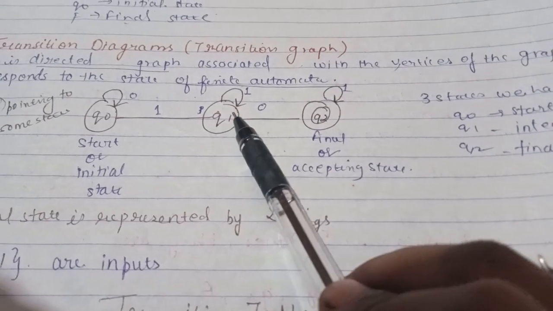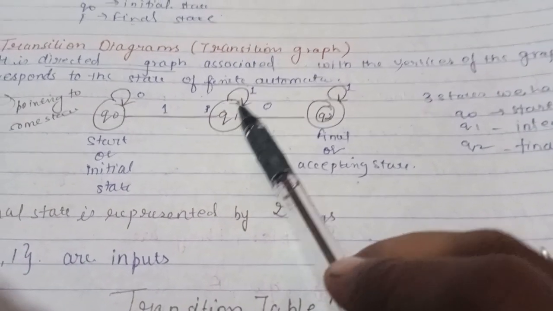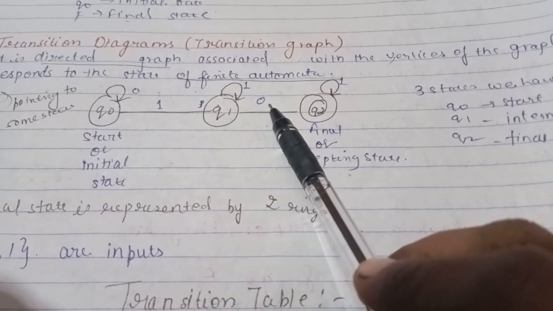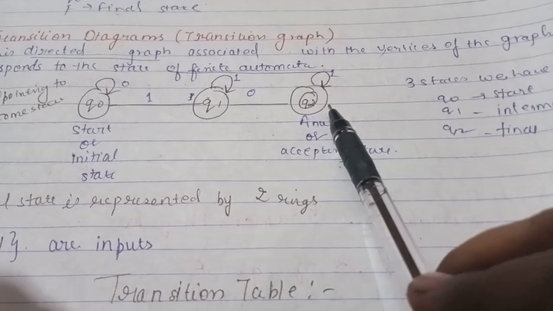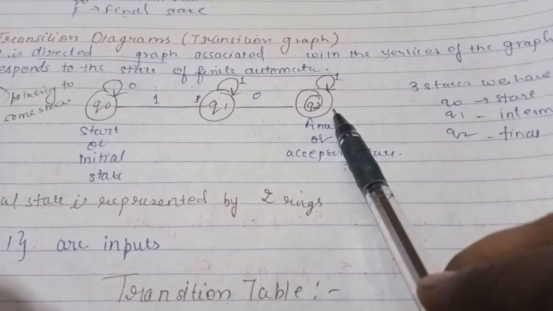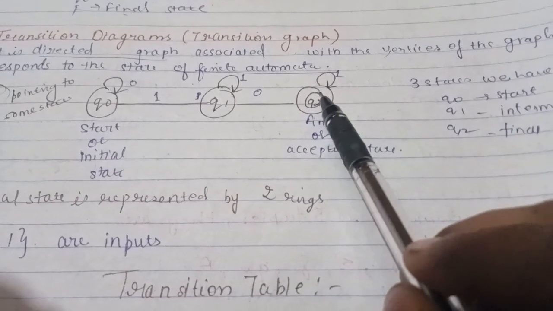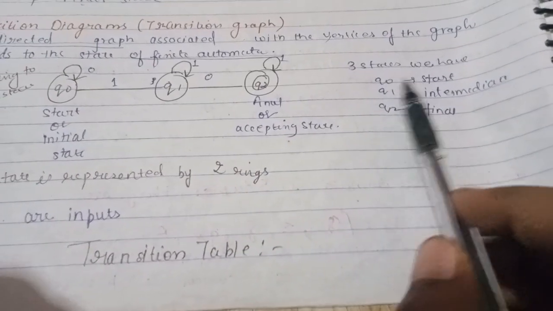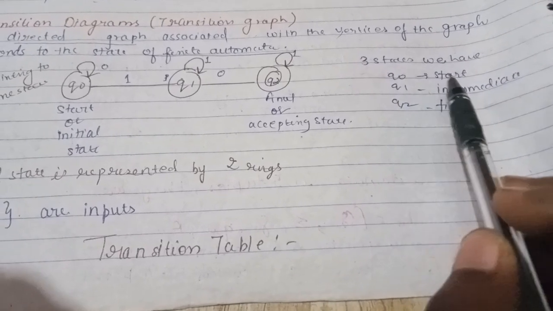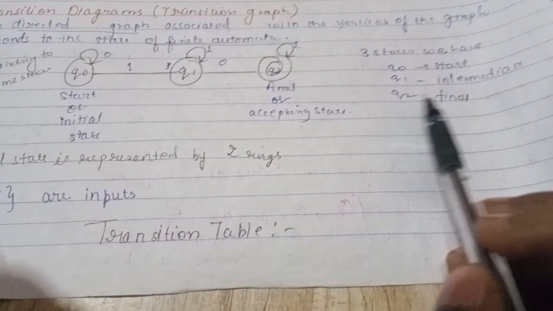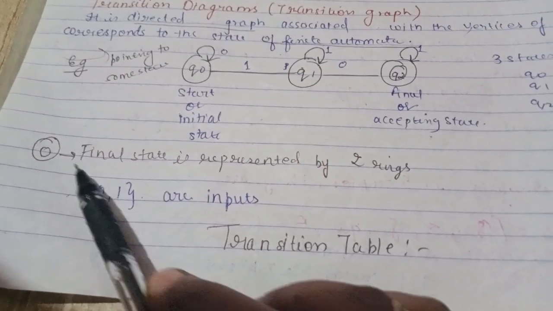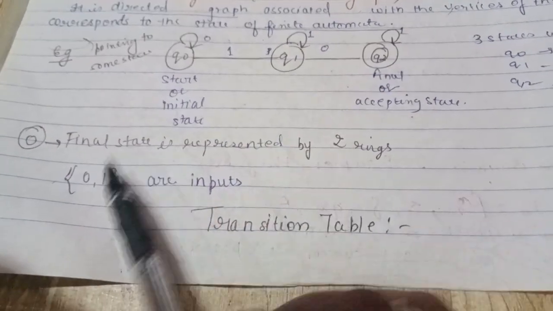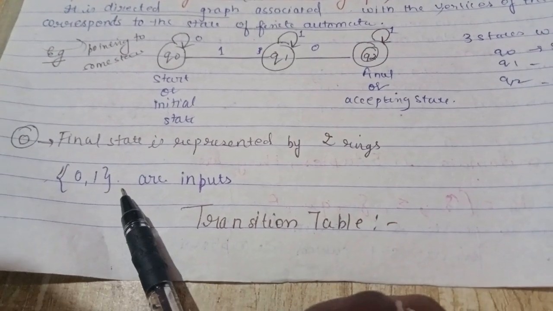Now q1 on the same input, that is 1, will stay in the same state q1. Now on giving 0 as an input, it will go to the next state, that is q2, and it is a final state, therefore it is also called an accepting state. And it also has a self loop on giving 1 as an input. Now we have here in the diagram three states, that is q naught, q1 and q2. Q naught is the start state, q1 is an intermediate state and q2 is the final state. Now the final state is represented by two rings or two circles, and from the diagram we have seen that 0 and 1 are the only inputs.